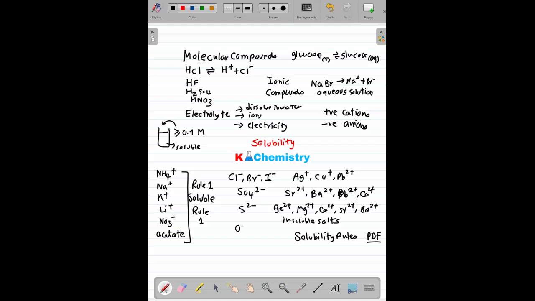The hydroxide and the oxides and the phosphates and the sulfites and the carbonate ions are usually insoluble, except for rule 1, which is soluble salts. I can use these rules to find the solubility of any given compound and to know if a precipitate will form upon mixing two given solutions. And we need to know the colors of some of the compounds also.